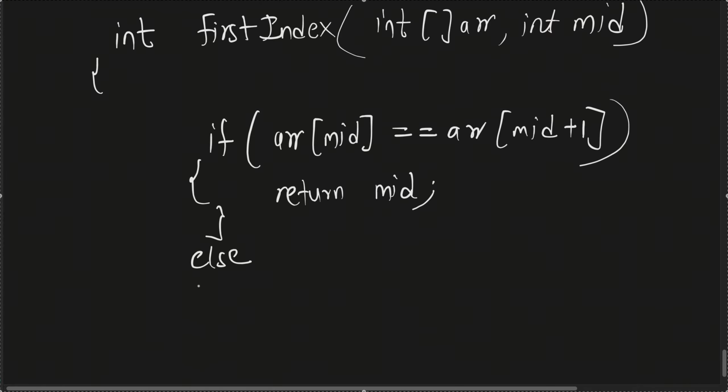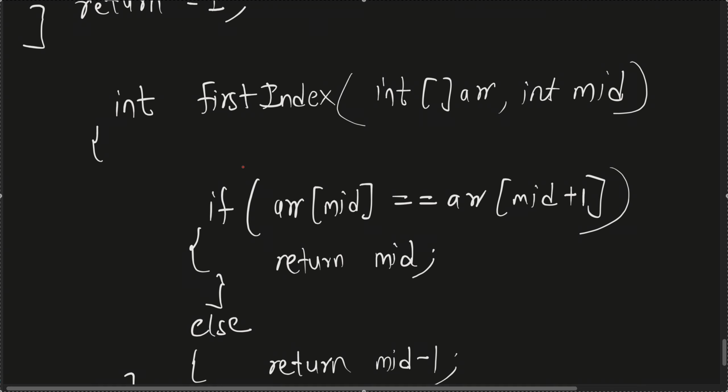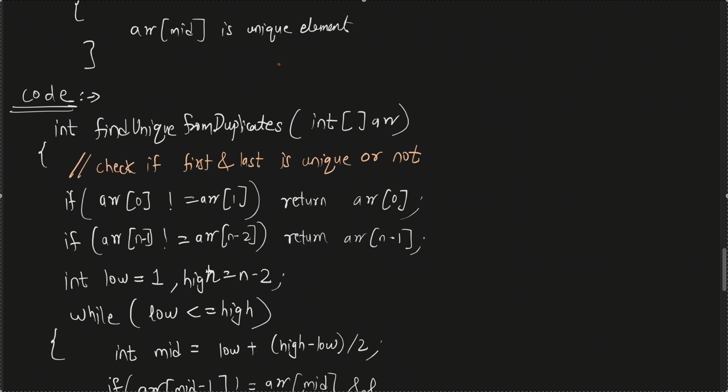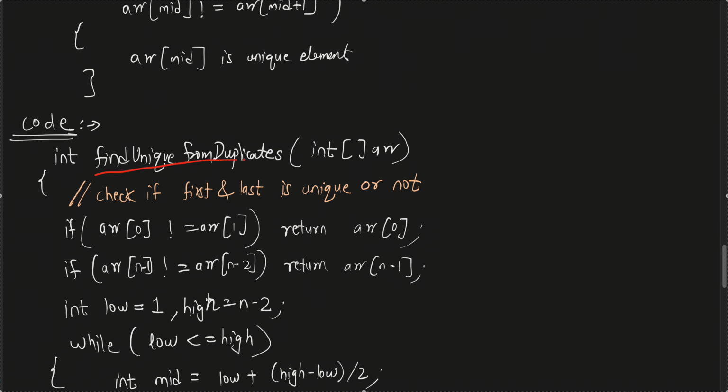Else we will return mid minus 1, because if it is not similar, then mid minus 1 is the first occurrence. Mid minus 1, not mid plus 1. So this is the logic for calculating the first index that we have used in this function. This is how you can write the code for finding the unique element from duplicates using the binary search approach.